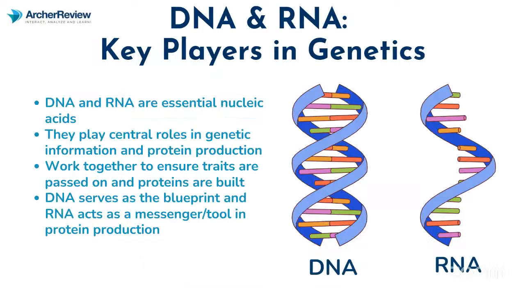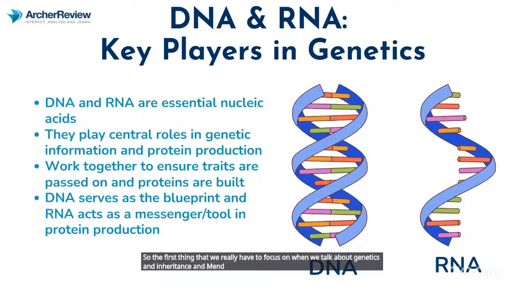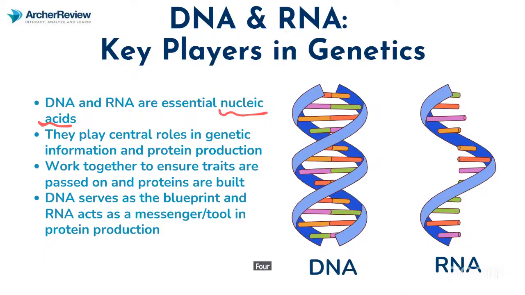So the first thing that we really have to focus on when we talk about genetics and inheritance and Mendel's laws is DNA. Right? DNA is the basis for all of that. So we have DNA and we have RNA, and they are essential nucleic acids. If you were in my macromolecules session last week, you remember that we have 4 main categories of macromolecules, and nucleic acids is one of them.